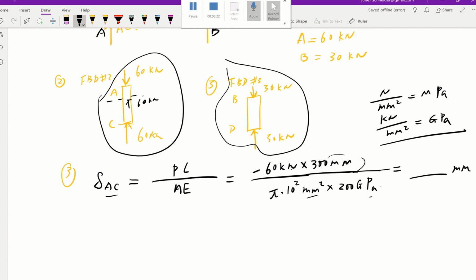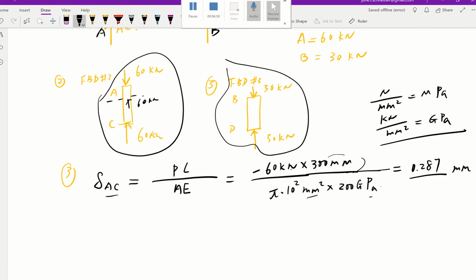I'm going to put it into the calculator, so pause for a second. You're going to do the same thing: 60 times 300, divided by 100, then divided by 200, and then divided by 3.14. And I have 0.286, 0.287 to be more exact. That's how many millimeter?